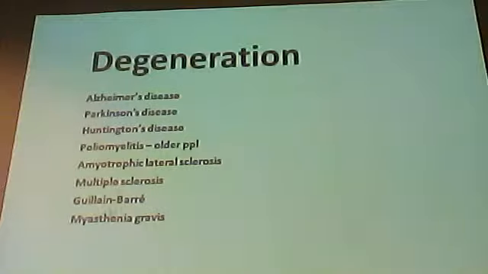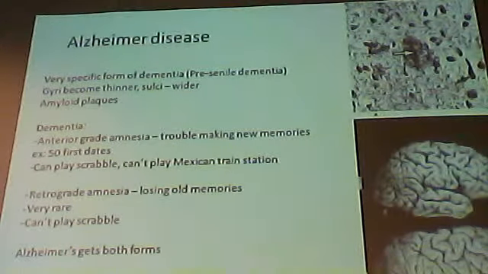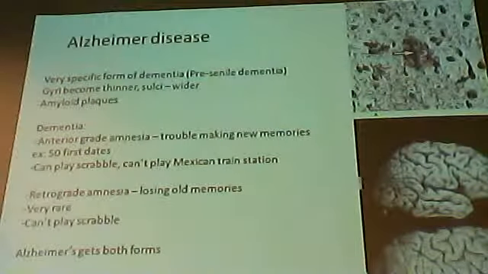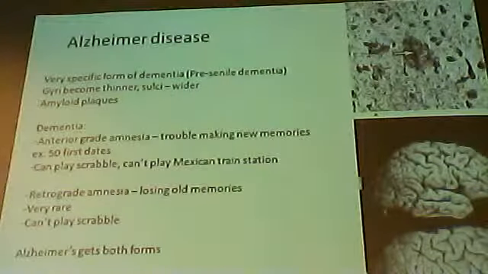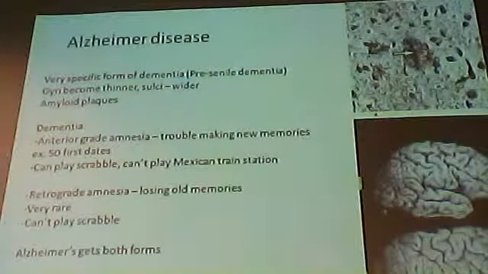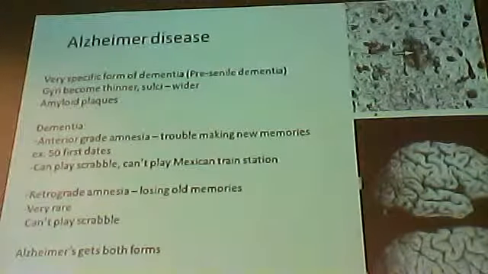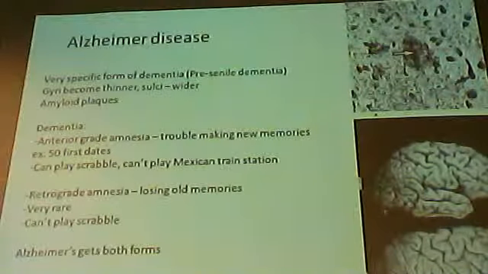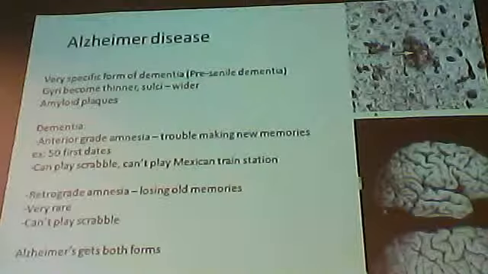And now we're on to degeneration. With degeneration, we've got Alzheimer's disease. It's a very specific form of dementia, specifically presenile dementia. The gyri become much thinner, the sulci much wider, and you form what are called amyloid plaques. Basically you have these aggregates in the cell that you can't deal with, and because you can't get rid of them, they start to aggregate together.